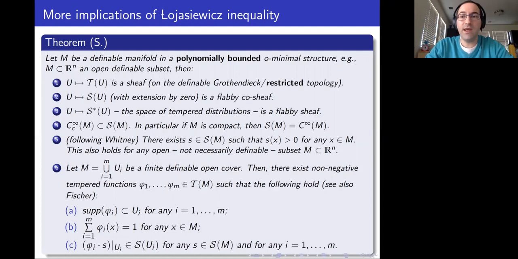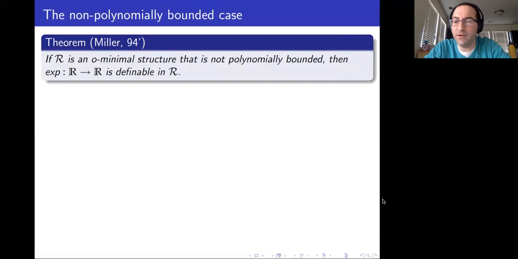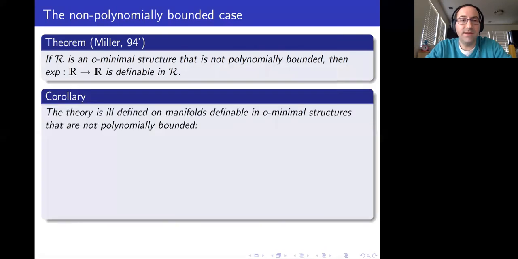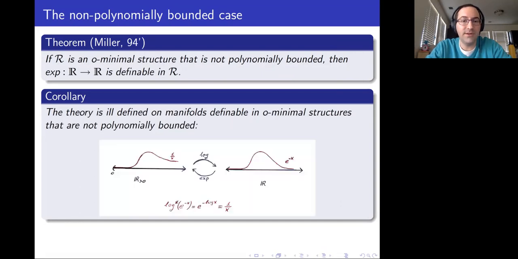Now I want to see what happens in the non-polynomially bounded structure case. This will be very quick because it's very easy. Thanks to a result by Chris Miller, there is a dichotomy theorem saying that if we have an o-minimal structure that is not polynomially bounded, then the exponential function is always definable. This is a very strong theorem in our context, because it tells us that this whole Schwartz theory has no hope for manifolds definable in non-polynomially bounded structures, because the non-example we saw first always exists in this structure.